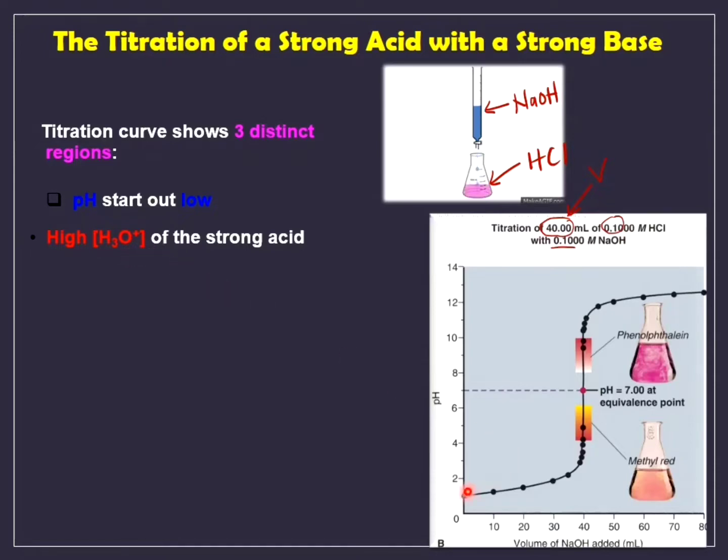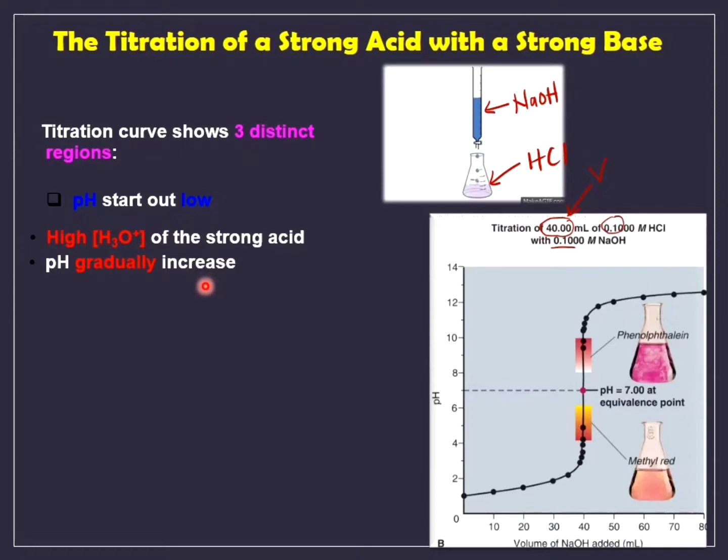So that's why if we look at the first point here, we start with a very low pH, because our analyte has not had any base added yet. This is before you add base. This is the pH in the conical flask before adding strong base. Faham?